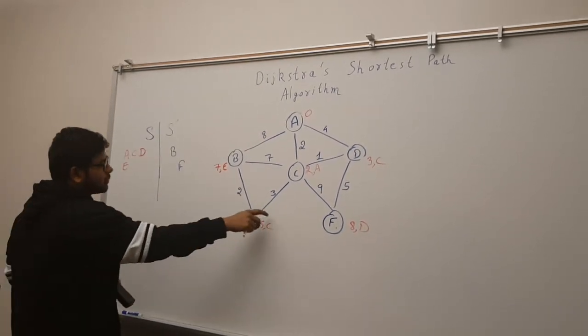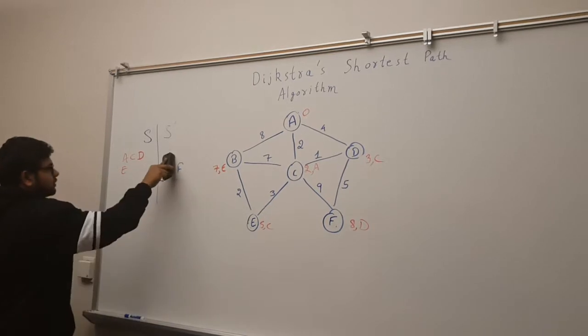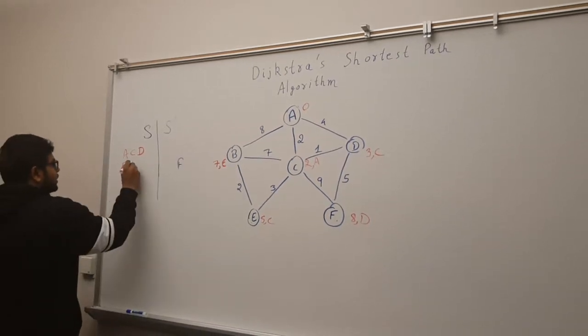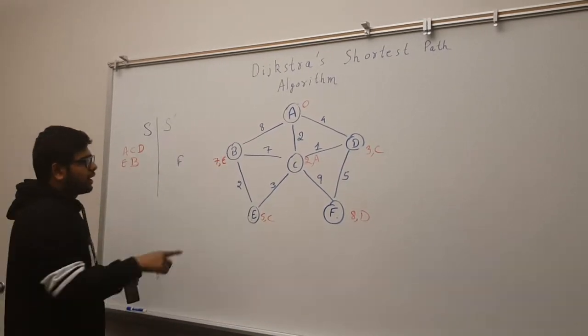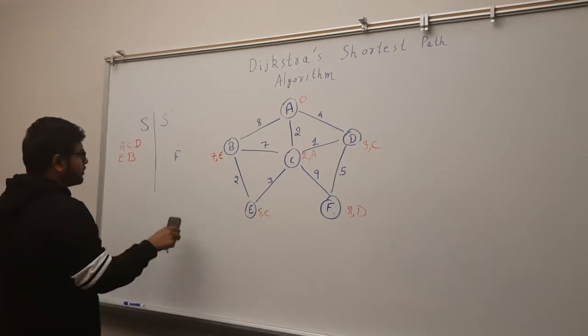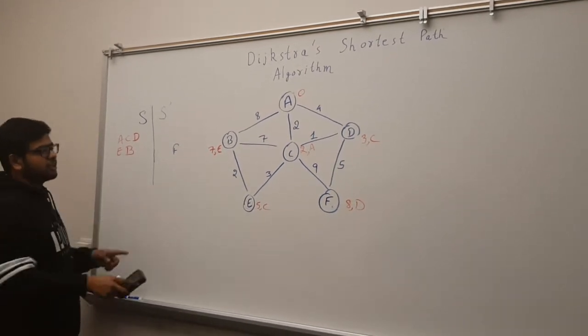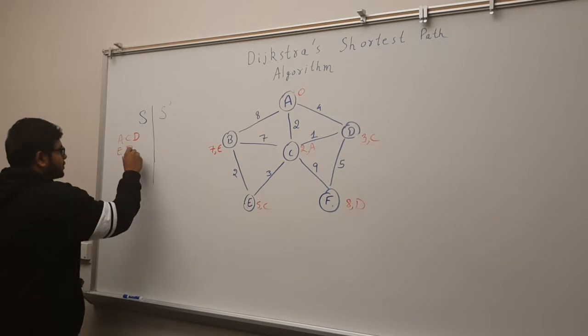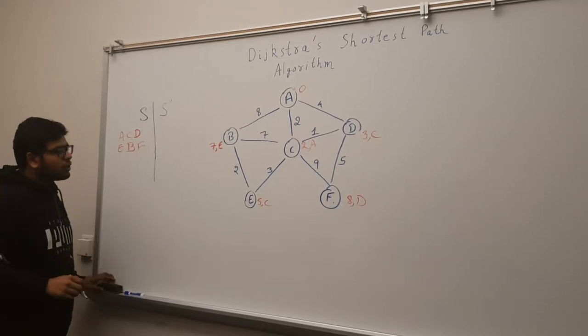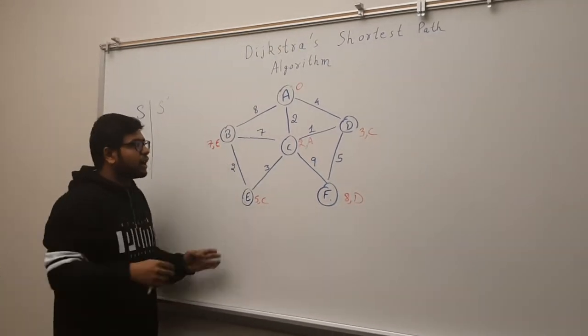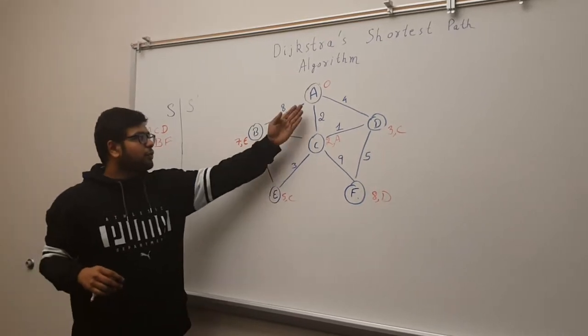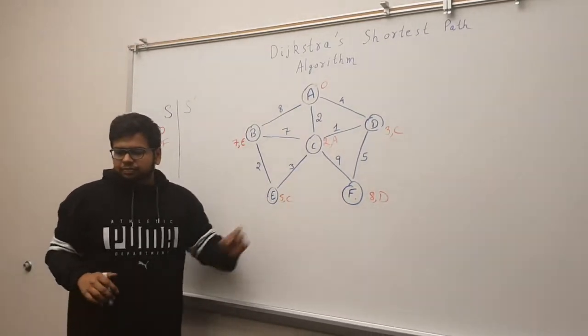So now we'll consider B and F. B is at a cost of 7. We'll update this. Since there's no connection from B to F, F is the only node left in S prime, so we'll move F from S prime to S. Now essentially we have found the minimum cost from A to all the other nodes.